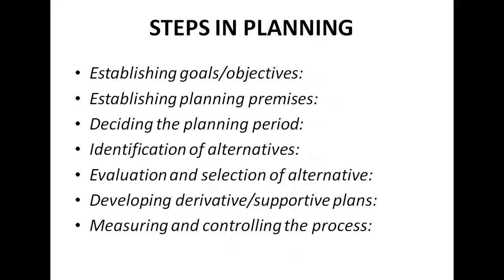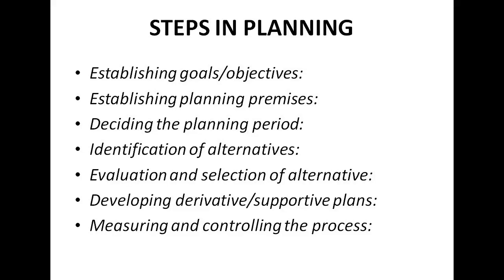Now at last, let us look into the steps that go into planning. As you can see, the first step is to establish goals and objectives. Then establishing planning premises, deciding the planning period, identification of alternatives, evaluation and selection of alternatives, developing derivative or supportive plans, and measuring and controlling the process. Now let us look at each of these points in detail.